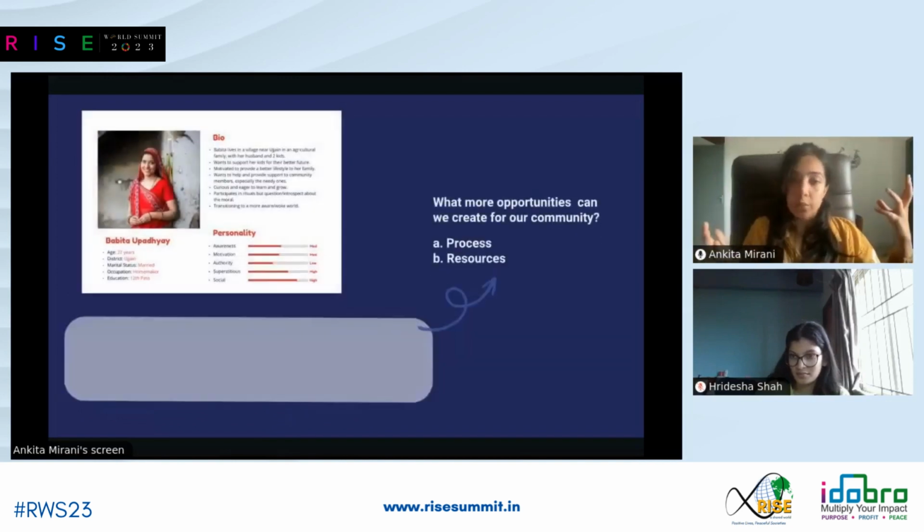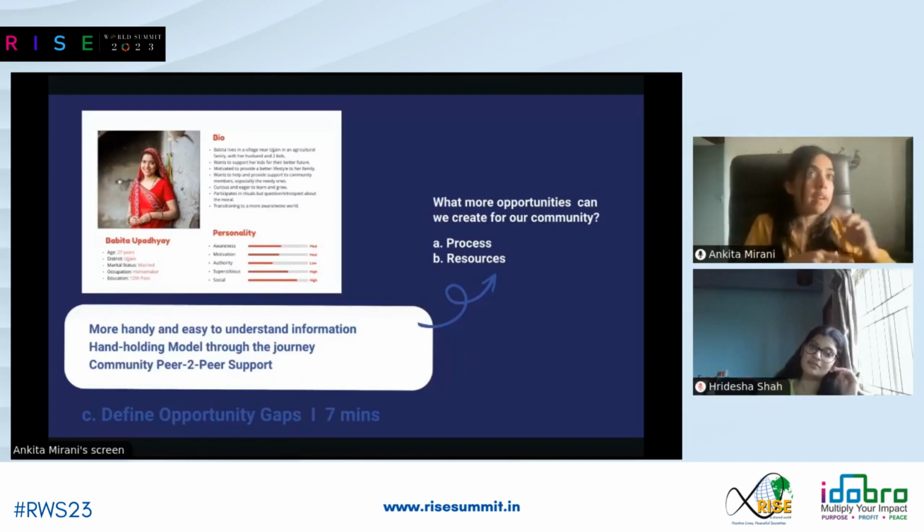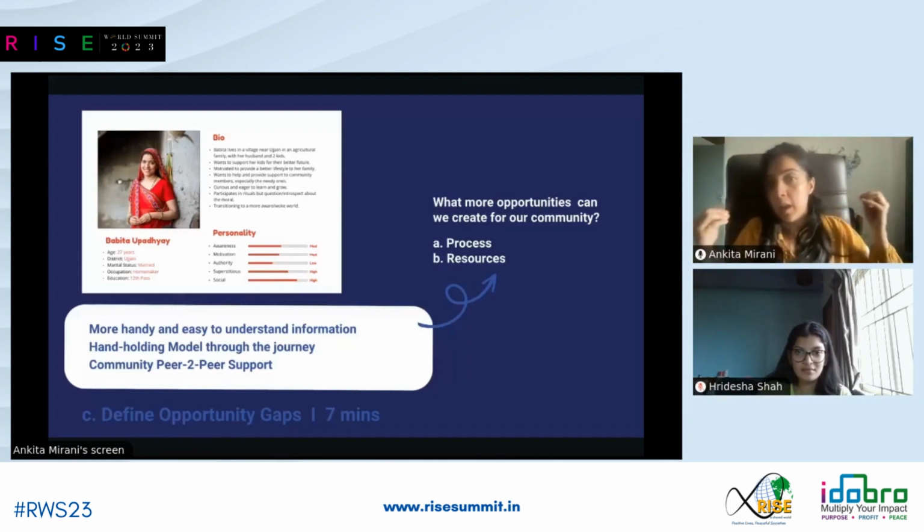Once we've defined the motivation gap, next you ask yourself, as an organization, what more opportunities can we create for the community? Now you've realized where the capacity gaps are by now. You've realized what is hindering their motivation or emotional state. So what are some processes and resources that I could include in the program or in the intervention that I've designed, which would actually help them accelerate whatever they're trying to do?